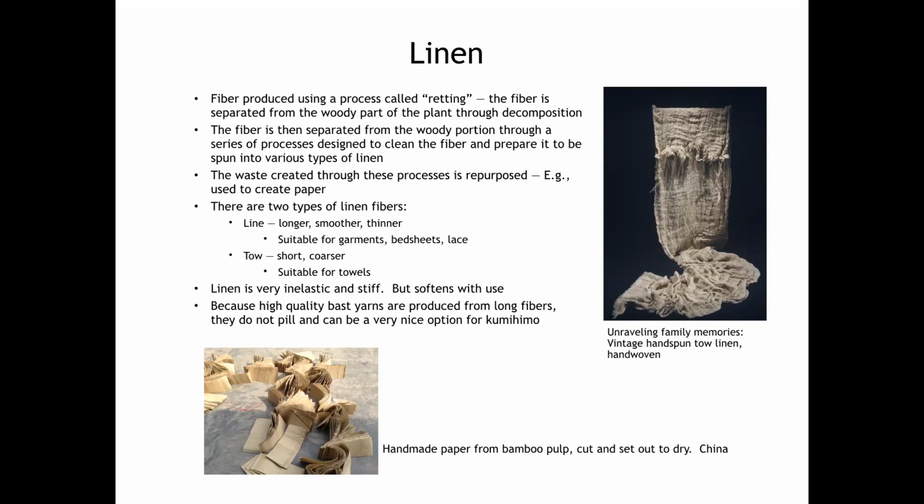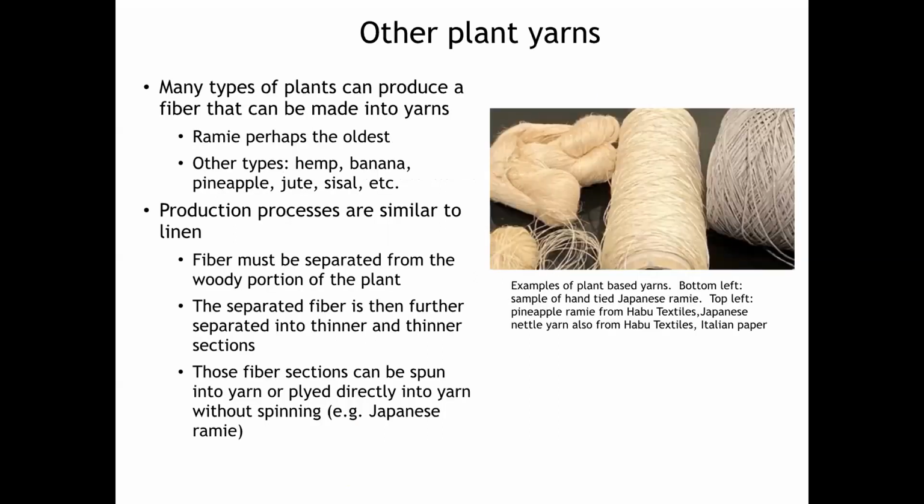Linen, to me, is a very interesting alternative for kumihimo, particularly if you're using line linen, because it's not likely to peel as much as spun silk could or does. And it just gives you a different look to the braid. Other plant yarns are things like ramie, hemp, banana, jute, sisal, etc. All those yarns are processed in a way that is similar to the way you process linen.